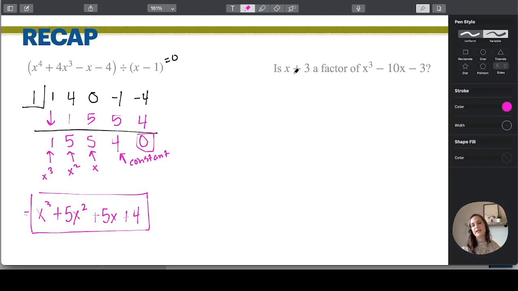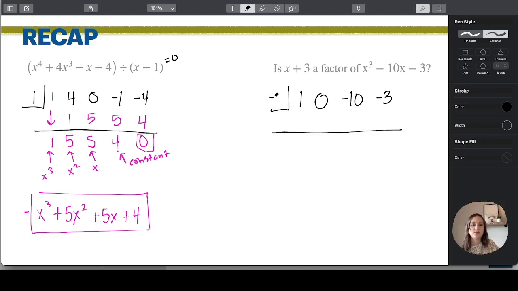Now, we want to know, is x plus 3 a factor? So what we're going to do, again, we will do the shelf. The coefficient in front of x cubed is 1. There is no x squared. Put a placeholder. And then you have negative 10. And then you would have a negative 3. And if x plus 3 is the factor, then you would put negative 3 in the shelf.